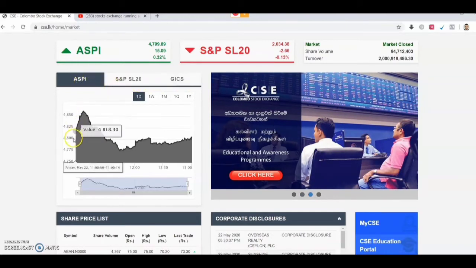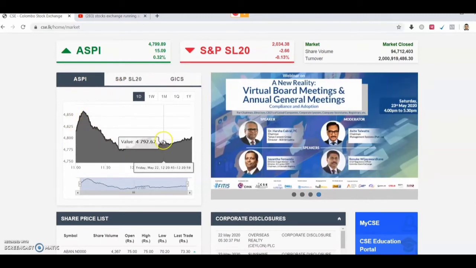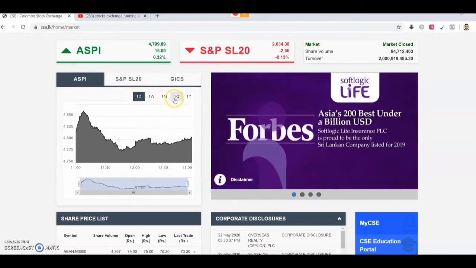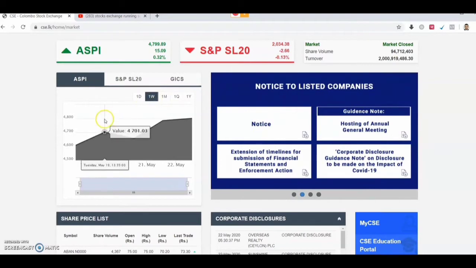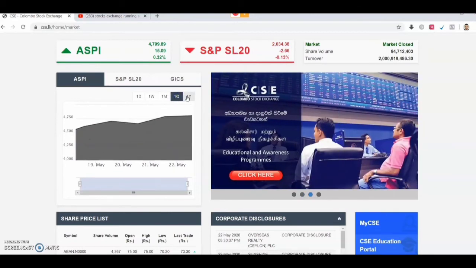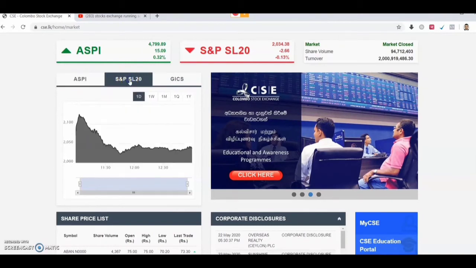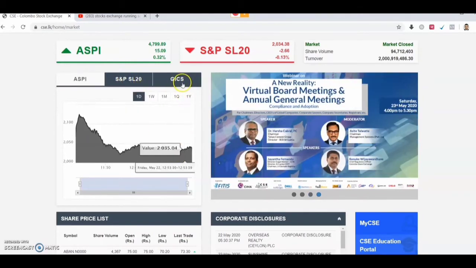Under ASPI you can see how the price moved on the last trading day. Here you can see the time frames: 1 day, 1 week, 1 month, first quarter, and first year. If you want to see how the time frames work, you can simply press 1 week and you can see how trading performed over the last 5 days. Likewise 1 month, first quarter, and first year. So this is ASPI, and in the same way you can find S&P SL20 and GICS.